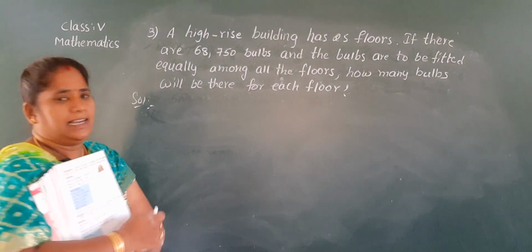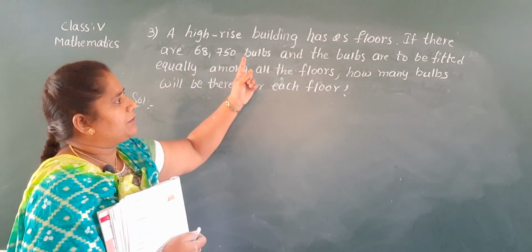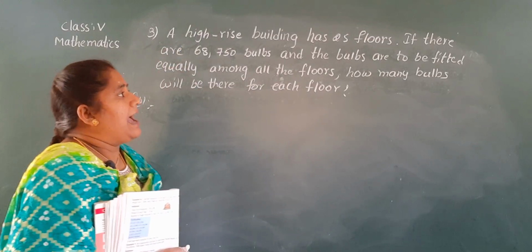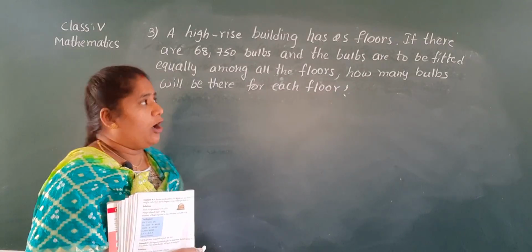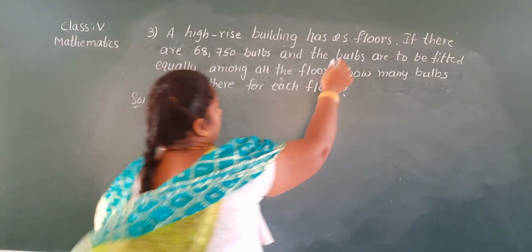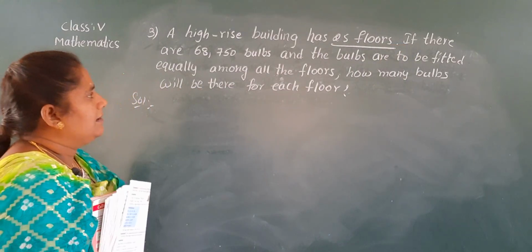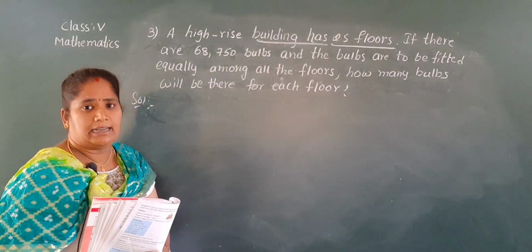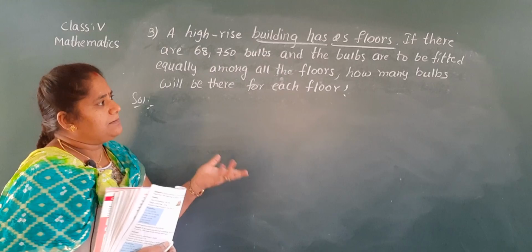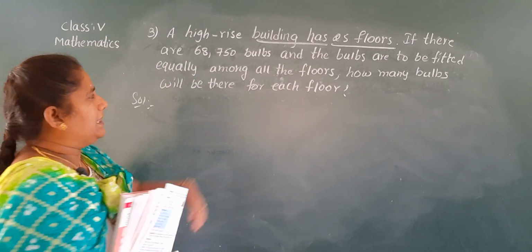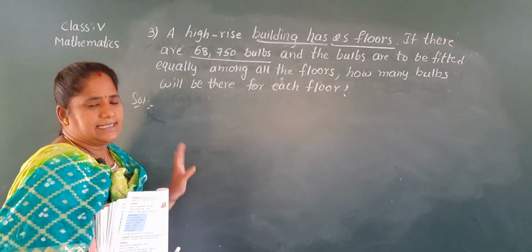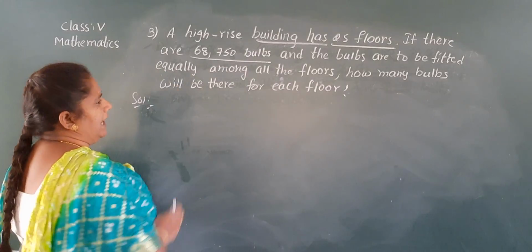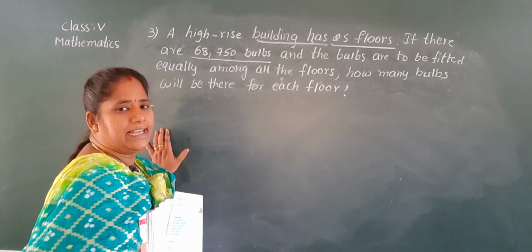A high-rise building, that means what building has 25 floors, Nana. Okay, the high-rise building has 25 floors. Top building. So 25 floors are there, Nana. How many floors a building has? Yes, 25 floors. And if there are 68,750 bulbs and the bulbs are to be fitted equally among all the floors, how many bulbs are there? Yes, 68,750 bulbs are to be fitted equally. And how many bulbs will be there for each floor?